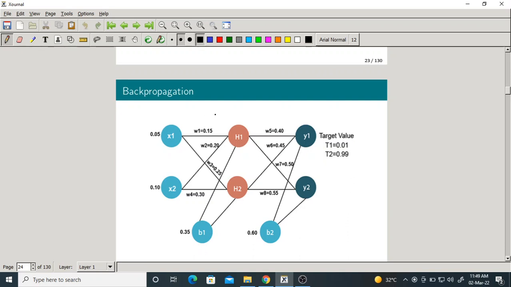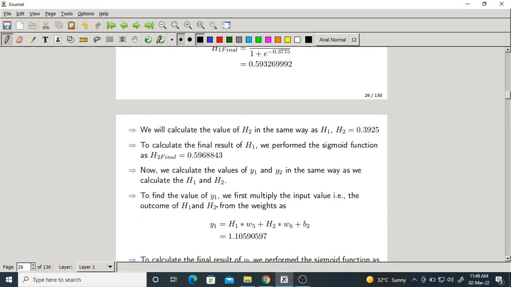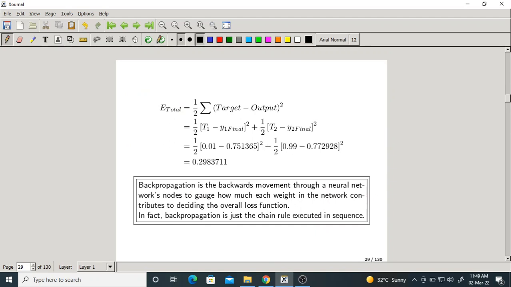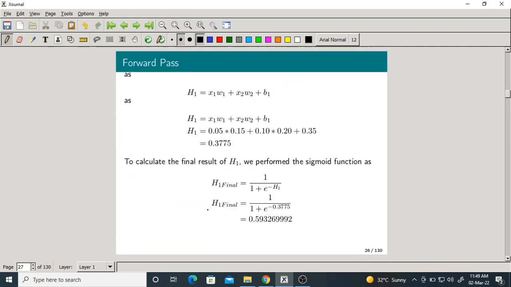In the last class we have seen a back propagation technique. In this technique, as the name itself indicates, we move in the backward motion by tracing the nodes, and in that way we update the weights. What is the definition of back propagation? It's a backward movement through the neural network nodes to gauge how much each weight in the network contributes to deciding the overall loss function. In back propagation, we use the chain rule.